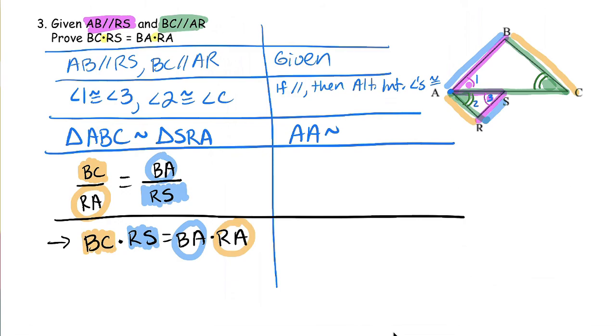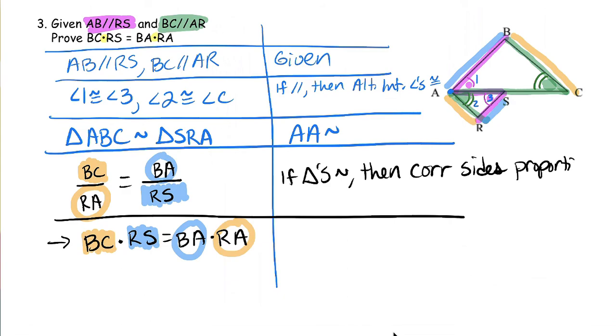So my reason for the second to last statement is going to be if triangles similar, then corresponding sides proportional. And my last reason, cross product property, because they're cross multiplying.